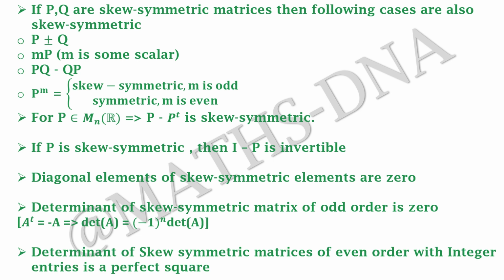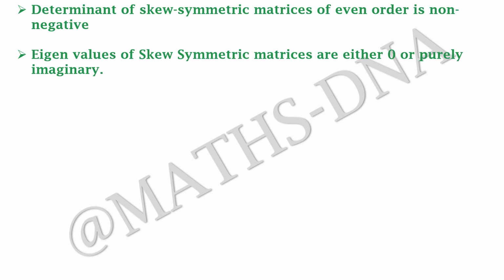And the determinant of skew symmetric matrices of even order with integer entries is a perfect square. You can again easily get an example of this. And the determinant of a skew symmetric matrix of even order is non-negative. And last but not the least, again, eigenvalues of skew symmetric matrices are either 0 or purely imaginary.